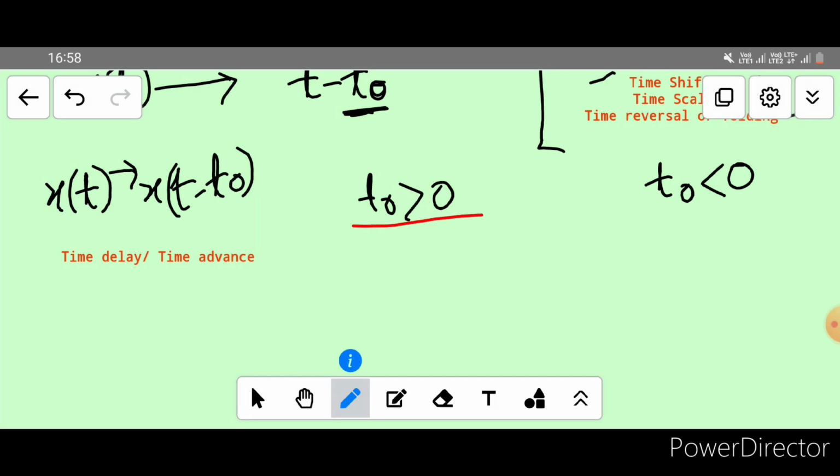If t naught is greater than 0, then our signal x(t) will be shifted to the right side in the time axis. If our t naught is less than 0, then our signal x(t) will be shifted to the left side of the time axis by t naught units.